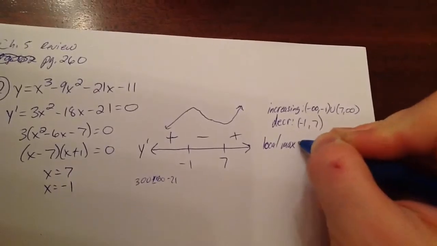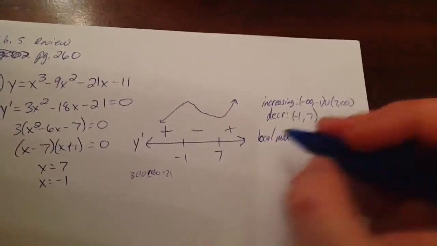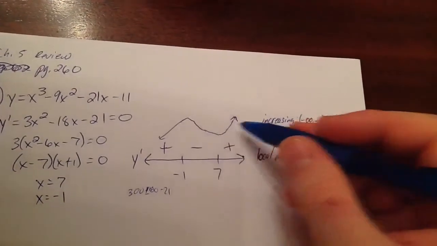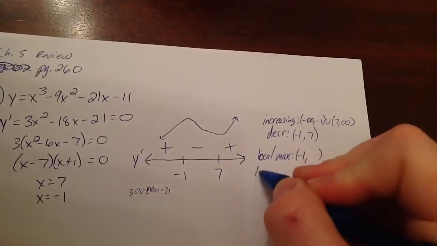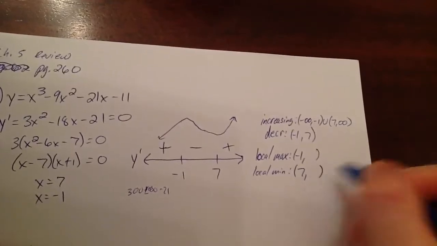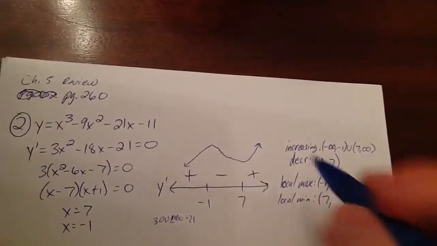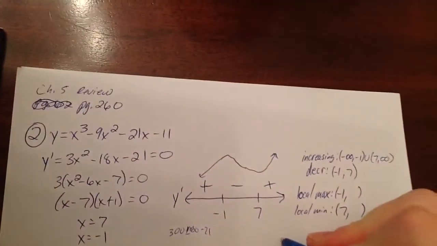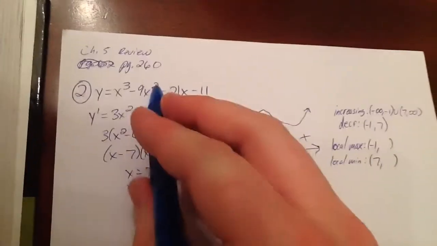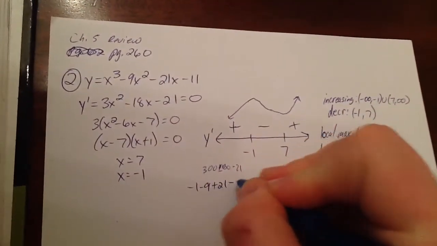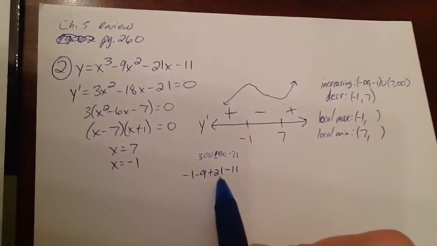Put local or global too. I'm going to require that on this test, and that would be negative 1. So we'll figure that y value out later. Local min at 7. I guess we'll do that now. So negative 1, that's just to the third, negative 1 squared, positive, so minus 9 plus 21 minus 11. So it's negative 10. 0, I think.